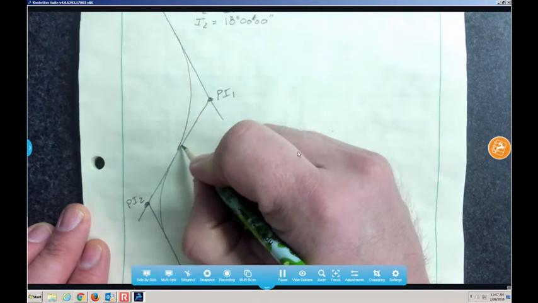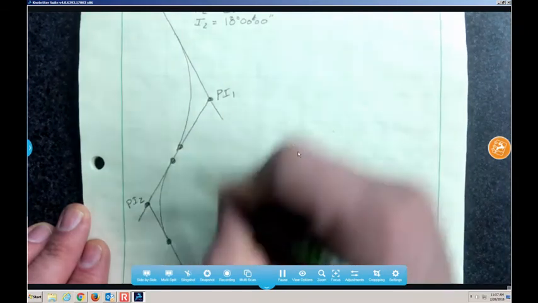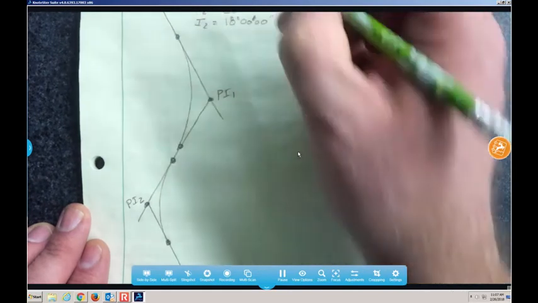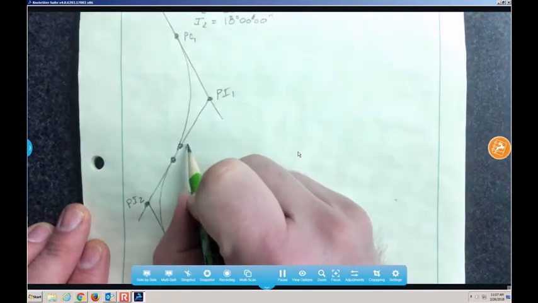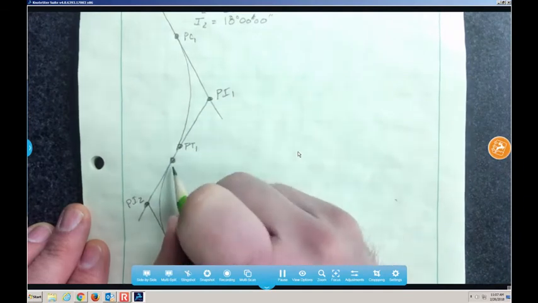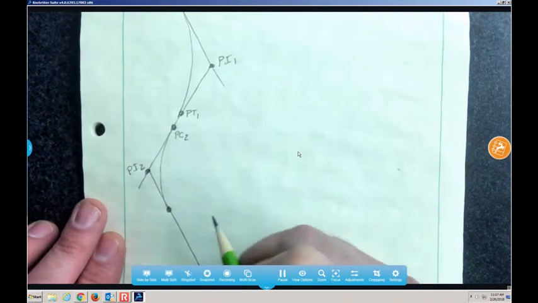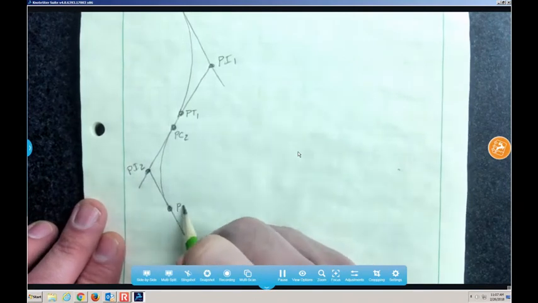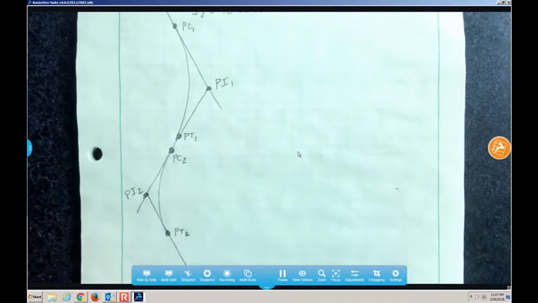Okay. So this is my PC at 1, PT at 1, PC 2, and PT at 2. Okay, so that's sort of what my curves look like. Not to scale, like I said.